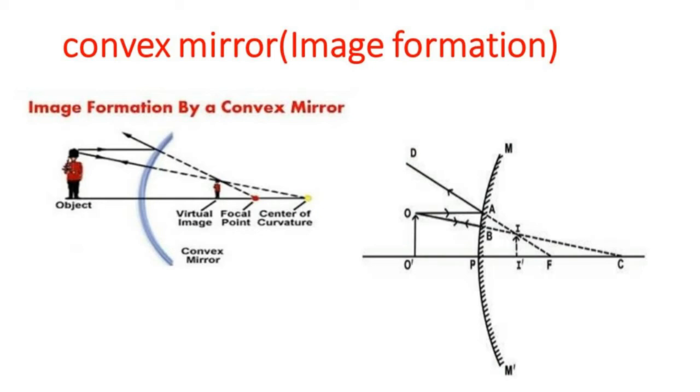The ray OA parallel to the principal axis is reflected along AD. The ray OB retraces its path. The two reflected rays diverge, but they appear to intersect at I dash when produced backwards. Thus, I dash is the image of the object OO dash. It is virtual, erect, and smaller than the object. So, the nature of the image is virtual, erect, and smaller than the object.